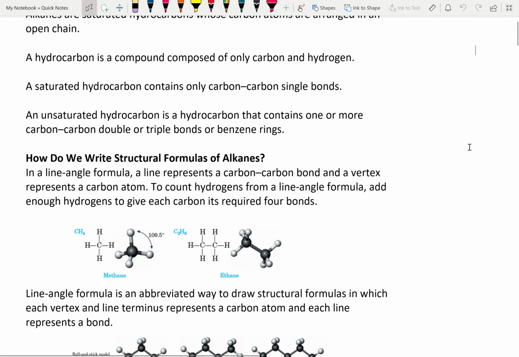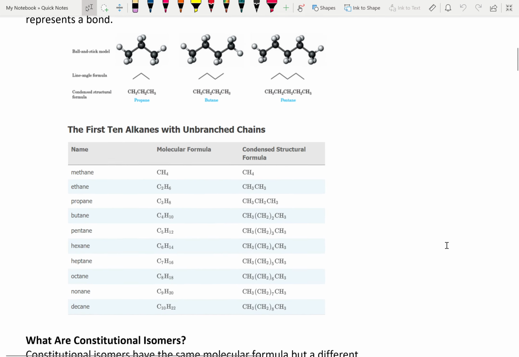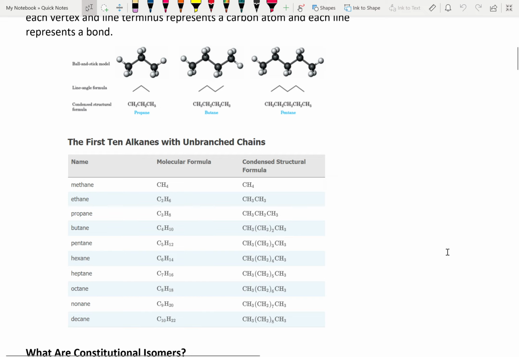So briefly going to go down here to our first 10 alkanes. So if we have any CH4 group, that will look something like this. So this is our methane, right? And then when we take this hydrogen off and we bond it to another carbon, now we have 6 hydrogens and 2 carbons. That is our ethane.